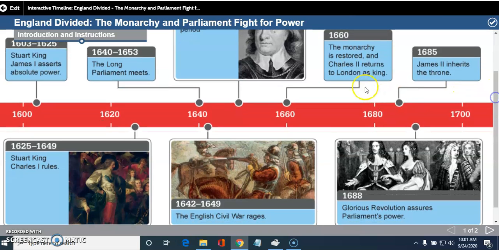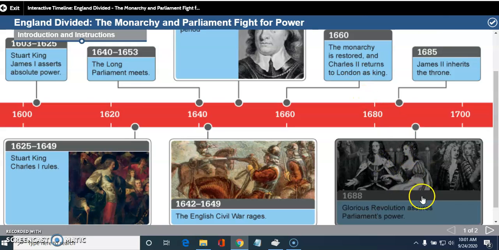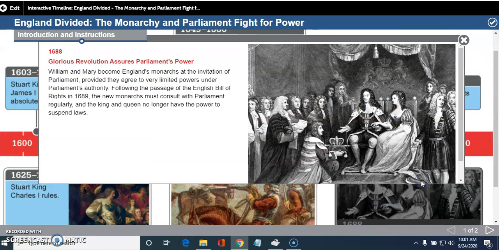After a while, though, guess what happens? Even though Parliament said you have to obey the rules, you have to listen to Parliament, the king wanted to do it his way. Kings like to have power. So the Glorious Revolution occurs. And this is a bloodless revolution. And basically, William and Mary become the monarchs of England.